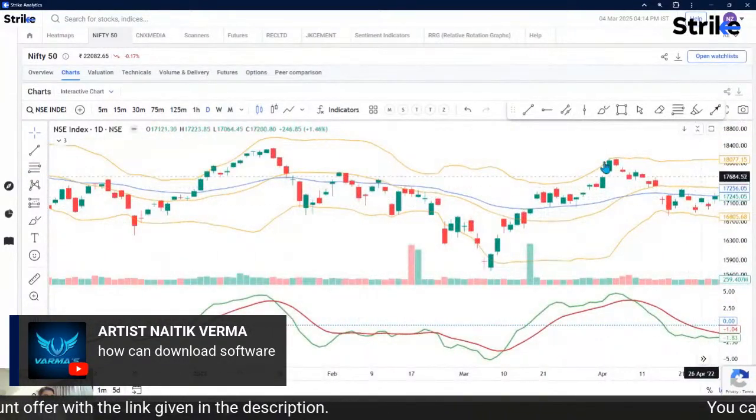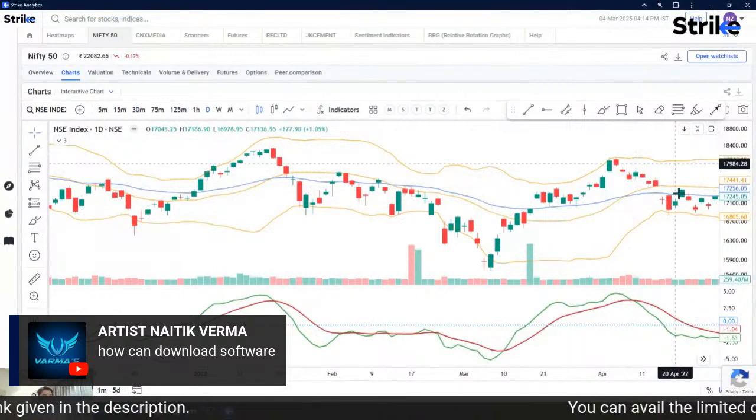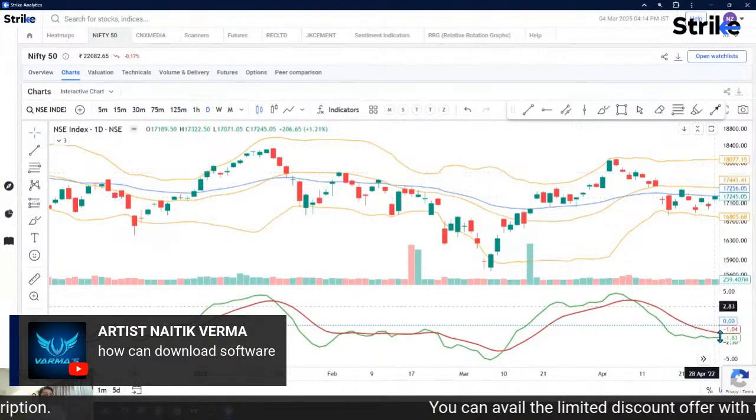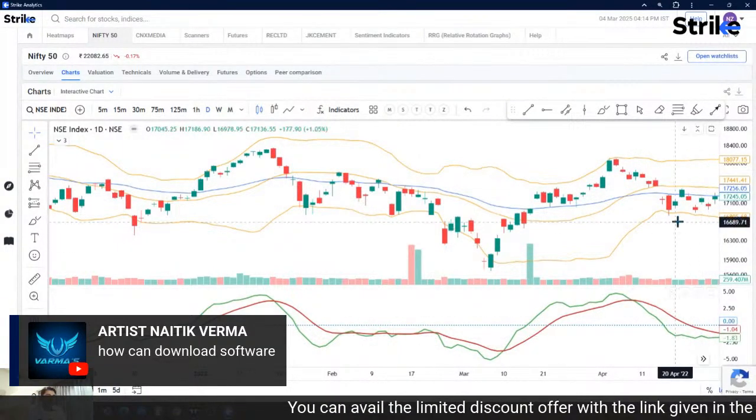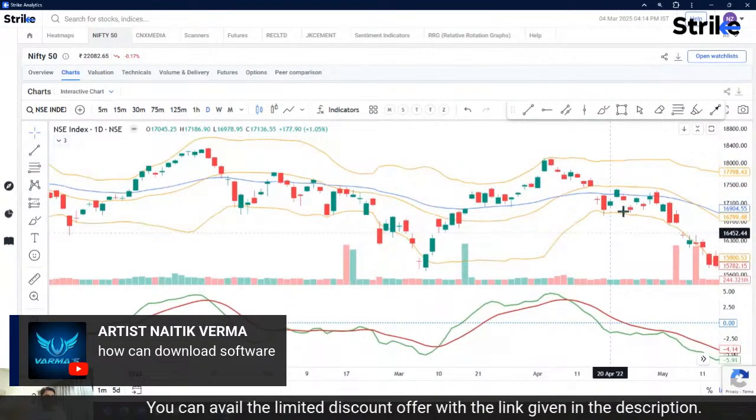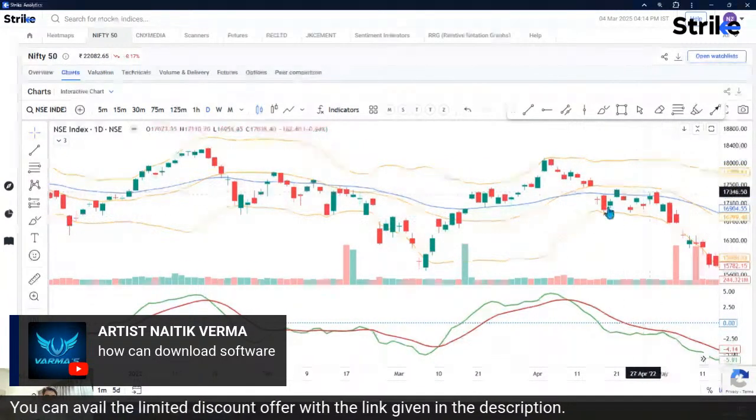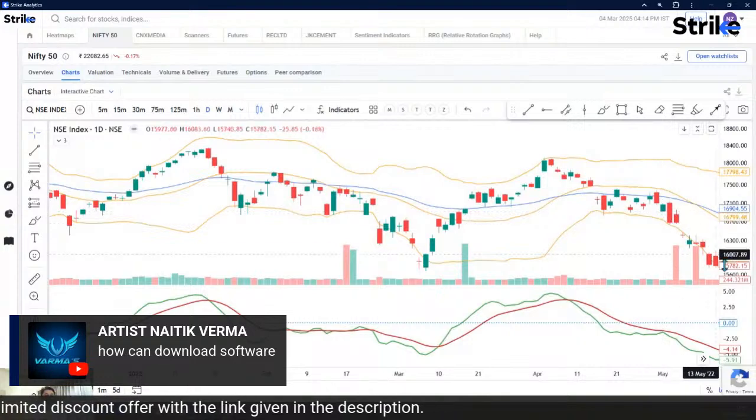Okay, so until and unless there is a breakout up over here, Nifty does not go above its averages, or RMI does not give a clear buy signal, things are still scary. Nifty can go down.